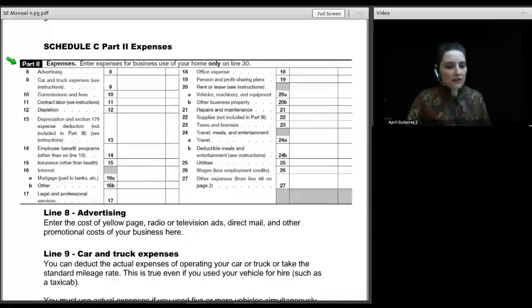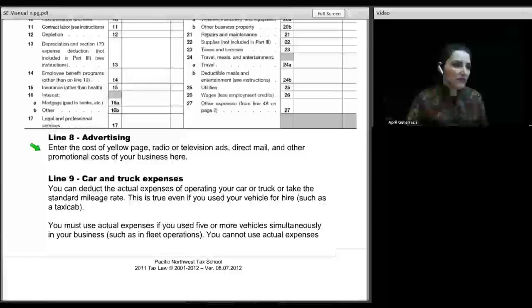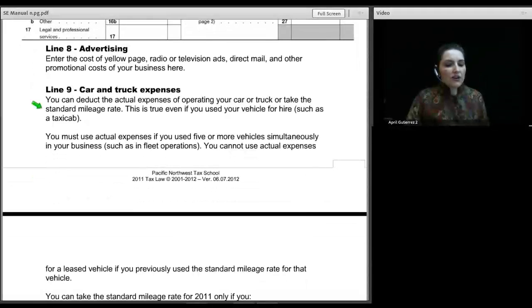There are lines 8 through 27 where we enter expenses, and we're going to take each of these in turn, beginning with advertising. On this line, you will enter the cost of advertising your business, such as Yellow Page, radio, or television ads. Also, direct mail and other promotional costs of your business are entered here. Technically speaking, I think you could put internet costs on here, your website advertising. I think that's a good place for it, but you might separate website out and just stick it on the other expense line. Then we move on to car and truck expenses.